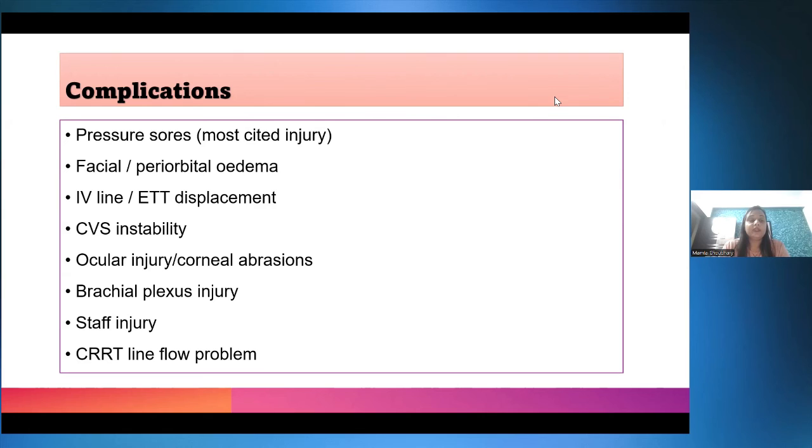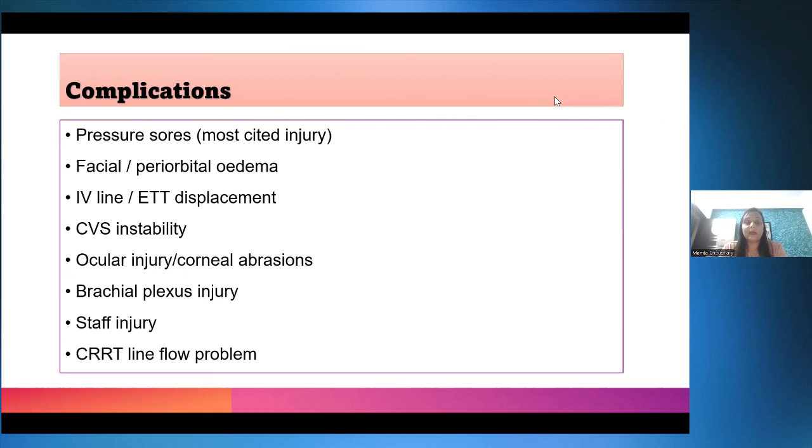Another complication that can be seen in this patient could be IV line or endotracheal tube displacement, which may happen because of rolling of the patient into prone position that can cause tugging, kicking, or accidental disconnection of the lines. Limited visibility in prone position makes it difficult to detect and correct this displacement. This is especially risky with central lines, endotracheal tubes, and nasogastric tubes.